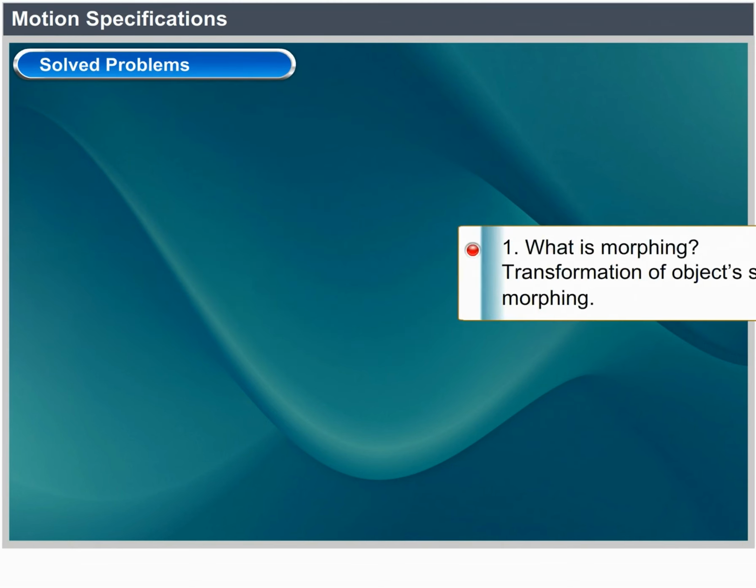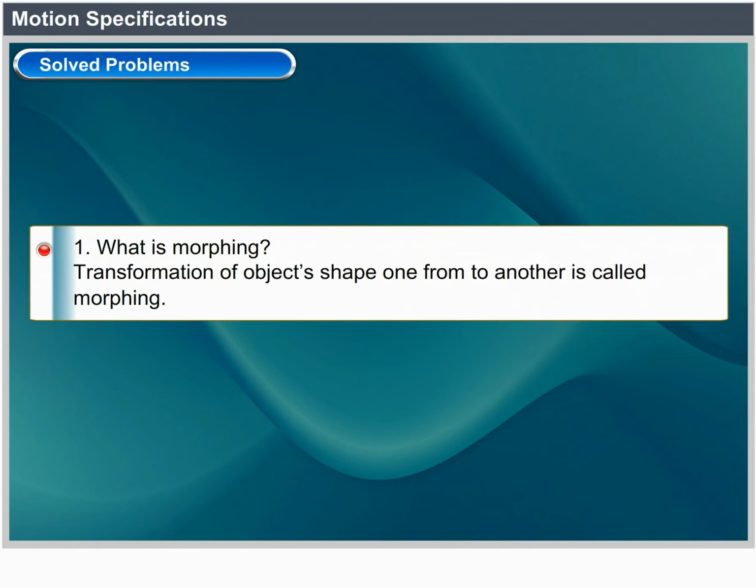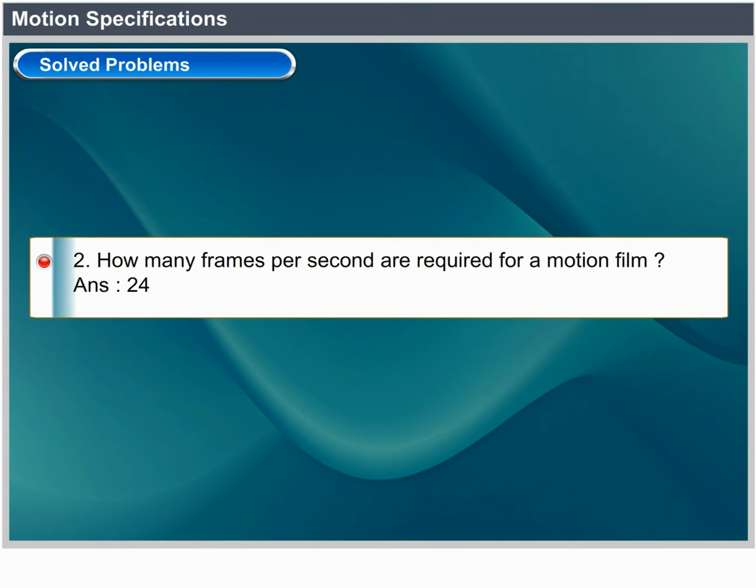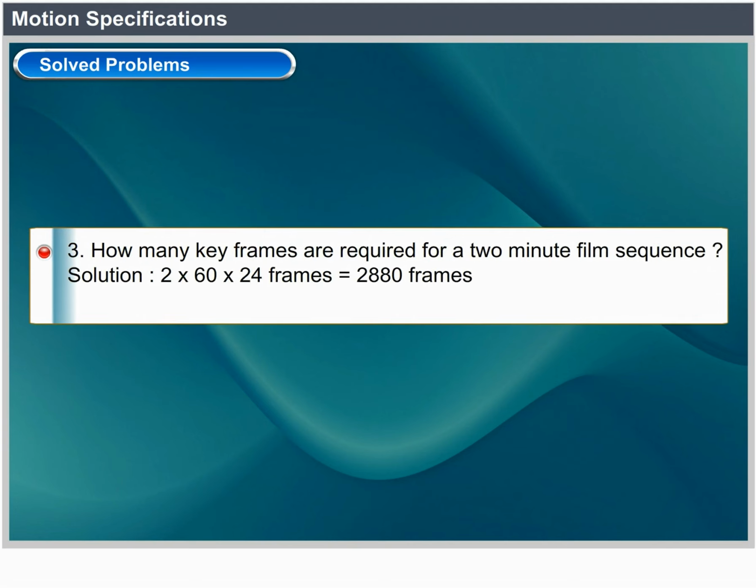Solved problems. What is morphing? Transformation of object shape from one form to another is called morphing. How many frames per second are required for a motion film? Answer: 24. How many keyframes are required for a 2-minute film sequence? Solution: 2 x 60 x 24 frames, which is 2880 frames.